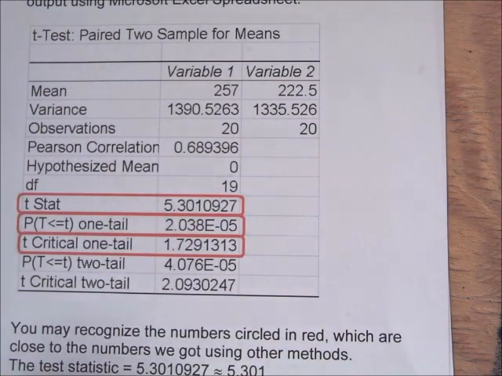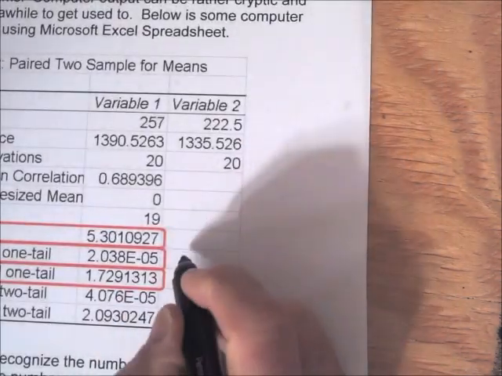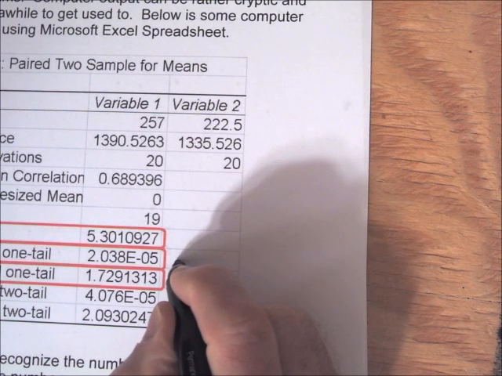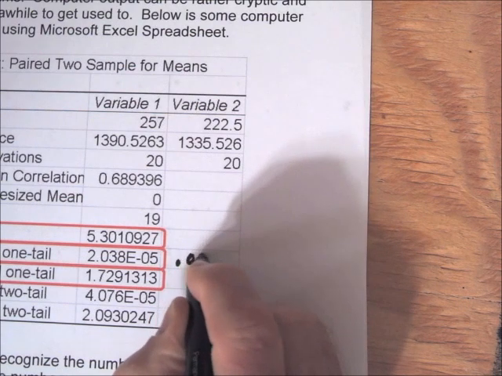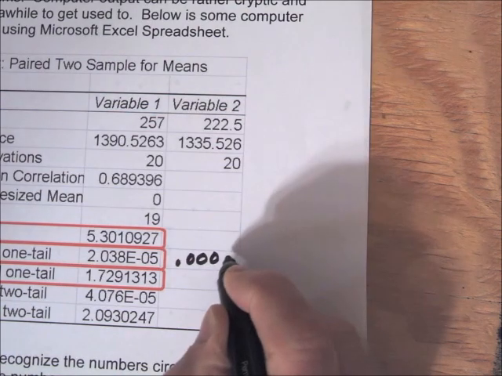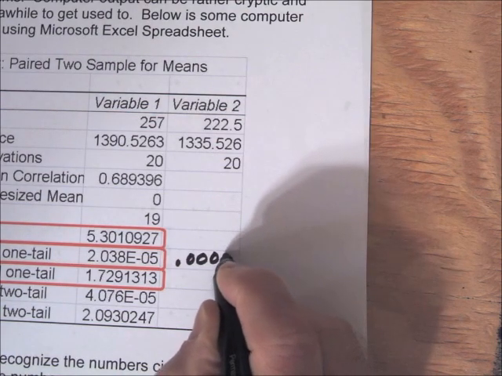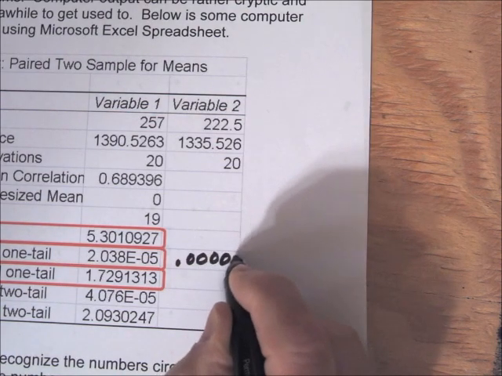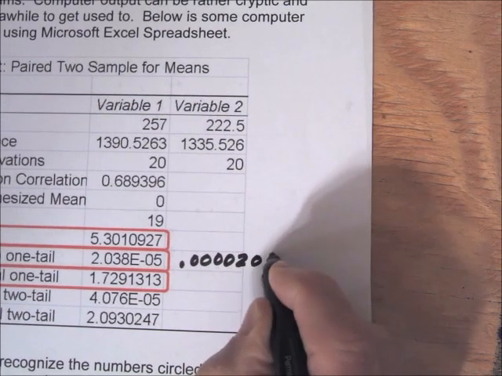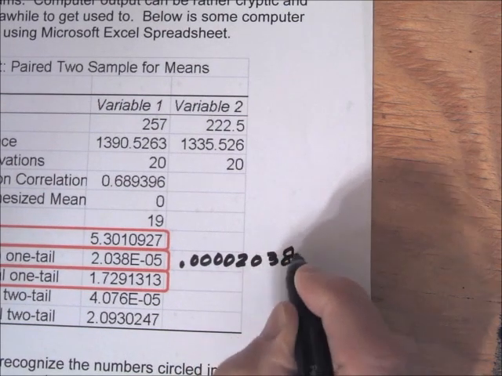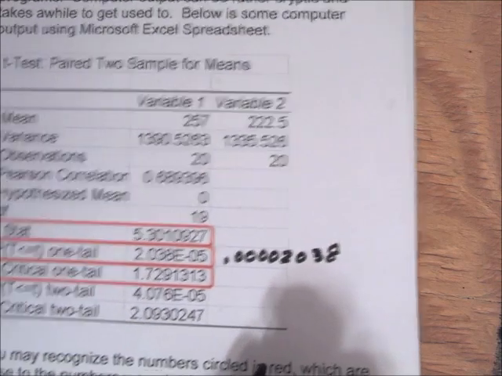So that's the p-value. So this actually gives you the p-value of 0.00002038. So that's a pretty small p-value. That provides very strong evidence.